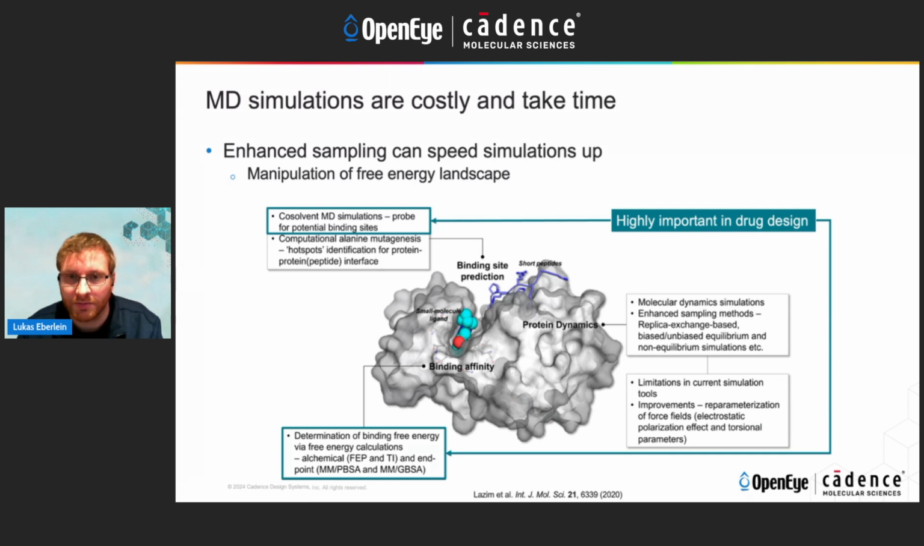Methods such as replica exchange, weighted ensemble MD, or the use of bias potentials allow us to sample protein dynamics with less computational cost when, for example, observing the formation of alternate binding sites in proteins. And alchemical transformations help us to calculate binding free energies as a routine task these days.